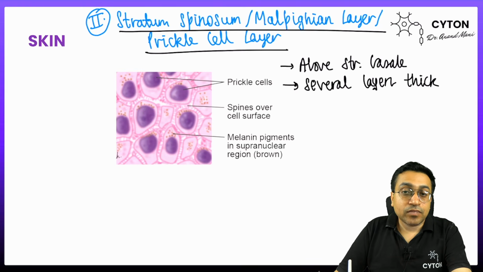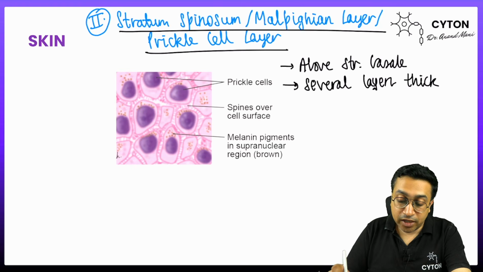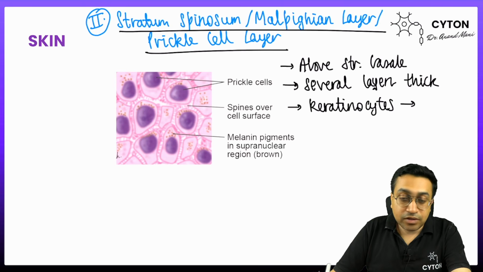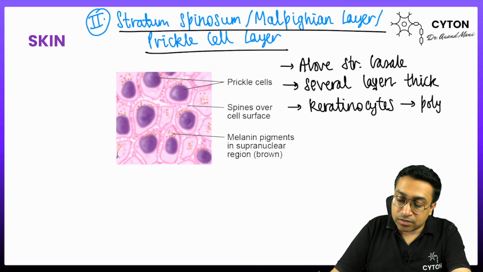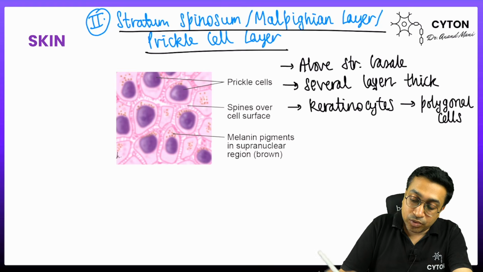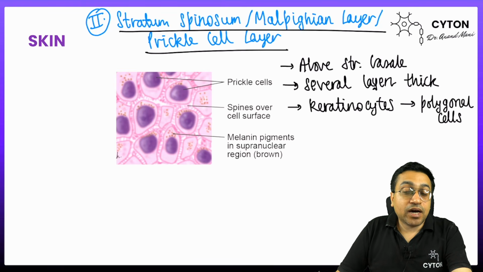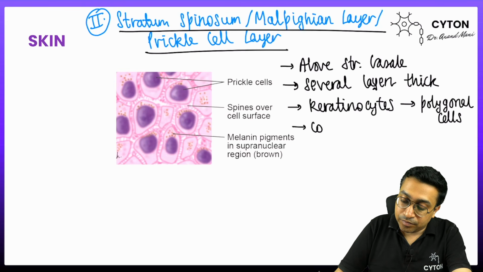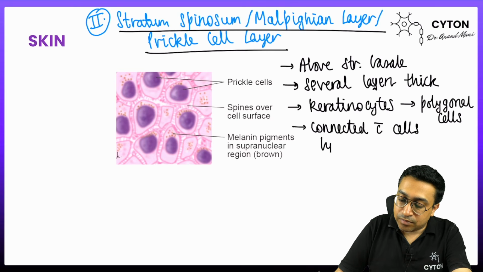It is several layers thick, and keratinocytes of stratum spinosum are actually polygonal in shape. You know the name keratinocytes. Here these keratinocytes are polygonal cells, and they are connected with adjacent cells with the help of desmosomes.